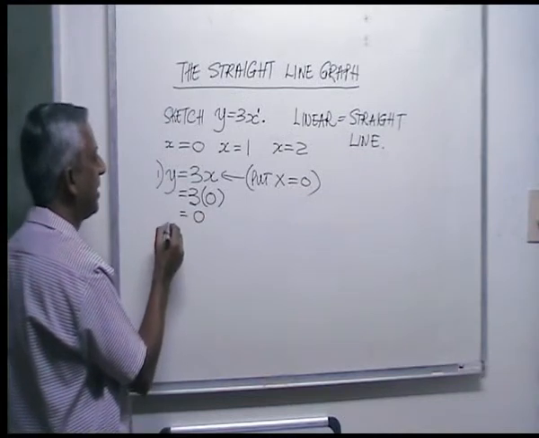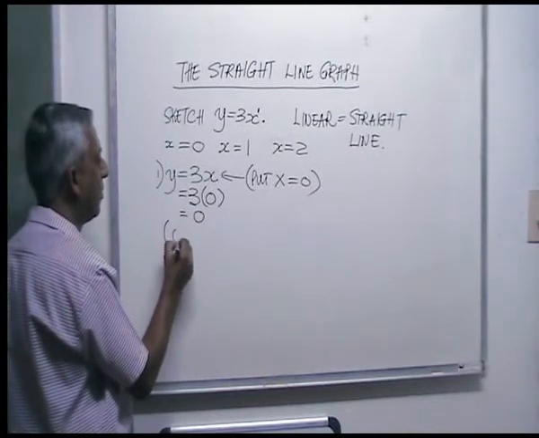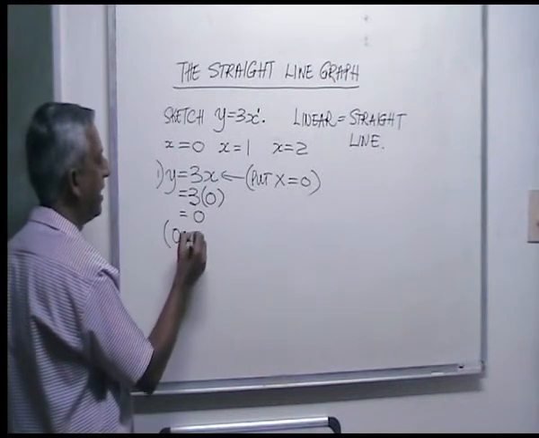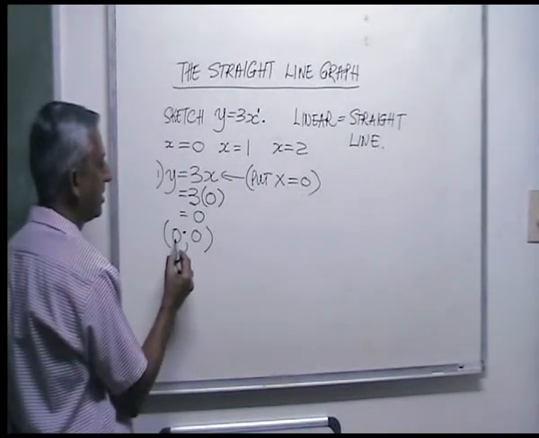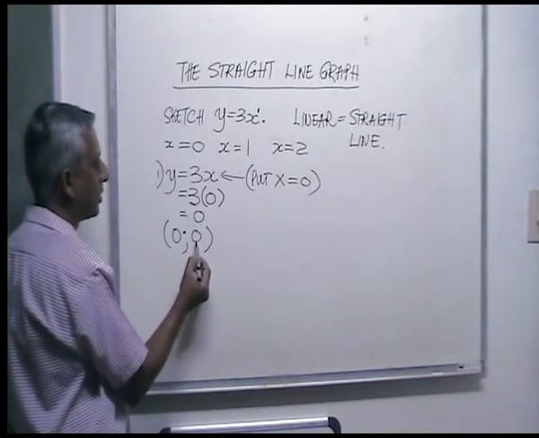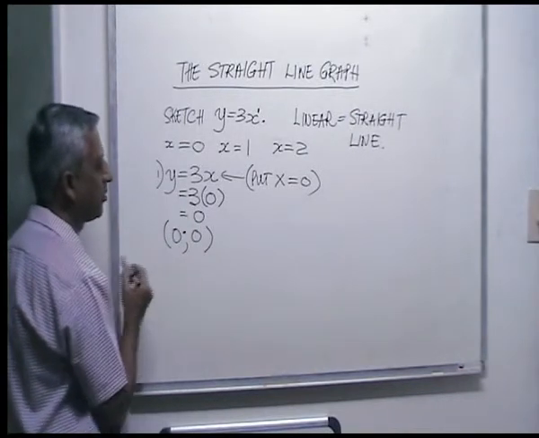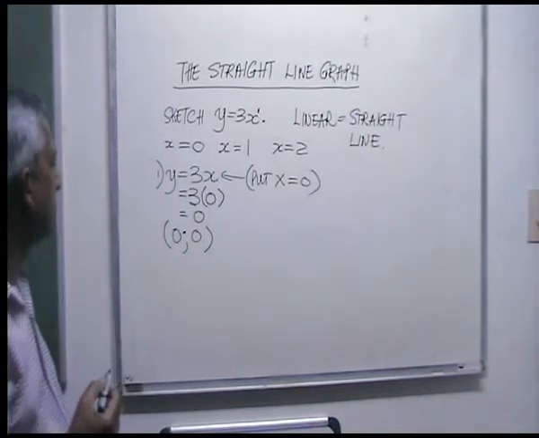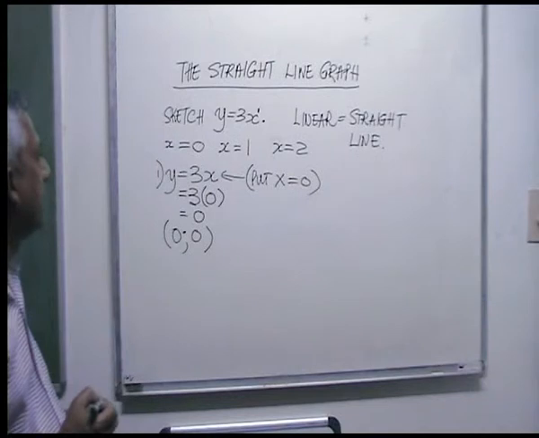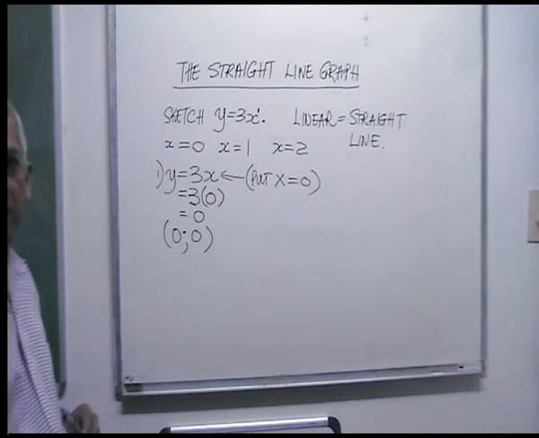So your first ordered pair now is 0 and 0. You see, I put x equal to 0, and in the end I got y equal to 0. So my first ordered pair is (0, 0). Alright, so let's go and find our second ordered pair.